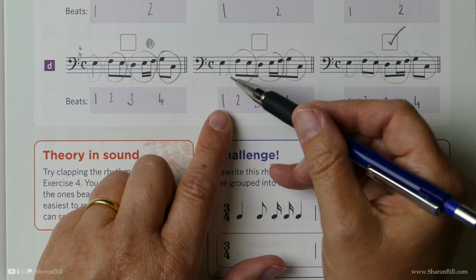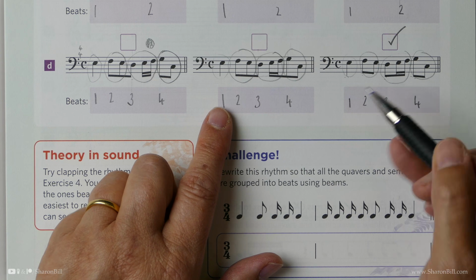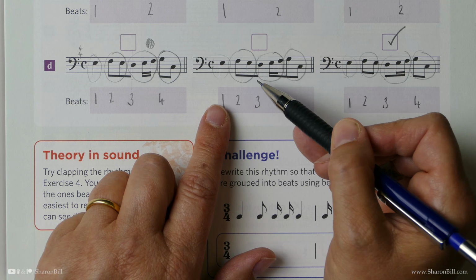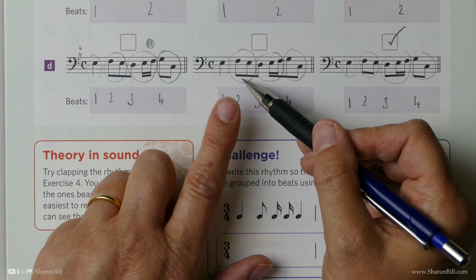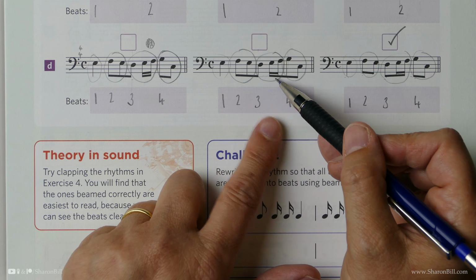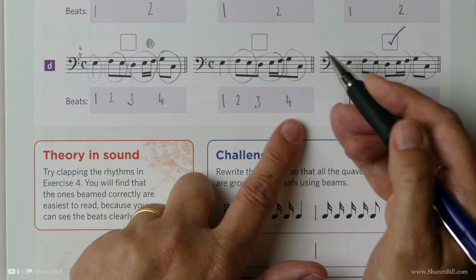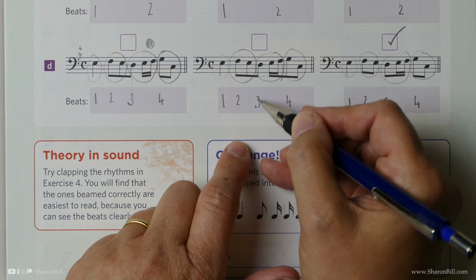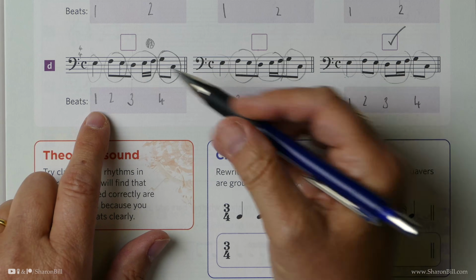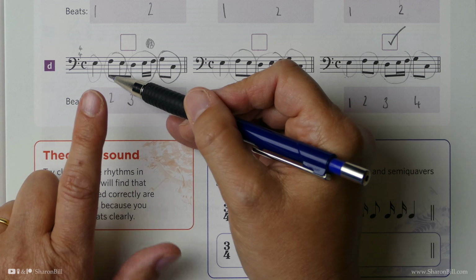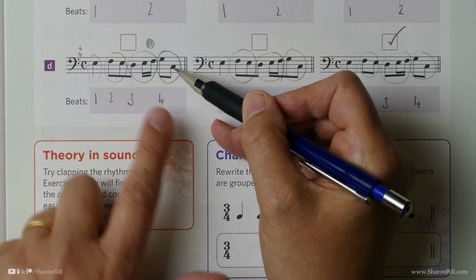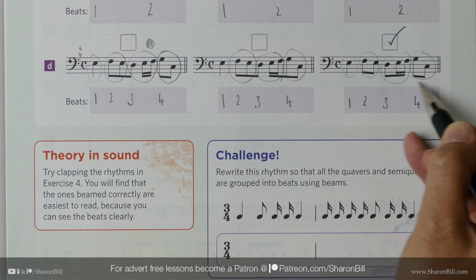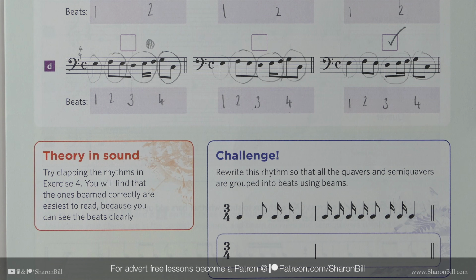If we try and do that here, now we know how it goes, we'll manage it, but it'll be trickier because they're not correctly beamed. 1, 2 and 3 and a 4 and, so you need to see the break to show each new beat. 1, 2 and 3 and a 4 and, so it's much easier when it's properly written out.